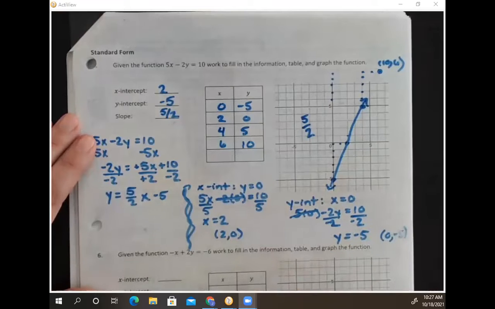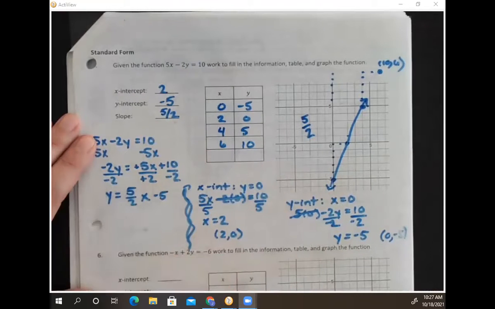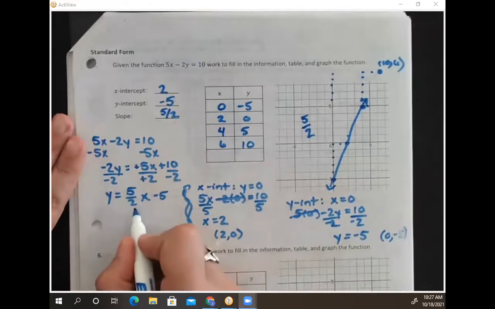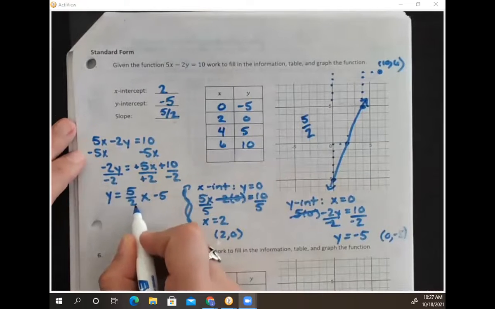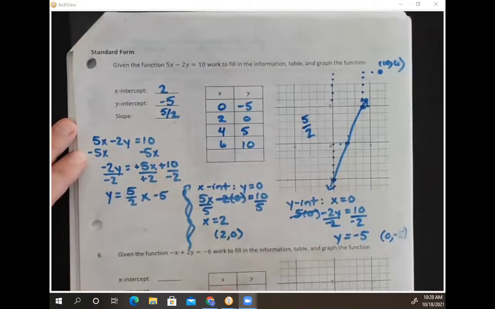So you can plug in to standard form if you want. You can plug into your slope-intercept form if you want. I'm going to choose to plug into slope-intercept form, and I'm going to pick an even number because my slope is 5/2. That means I'm going to have to multiply by 5 and divide by 2. So if I pick an even number, I'll get a whole number for my Y value.